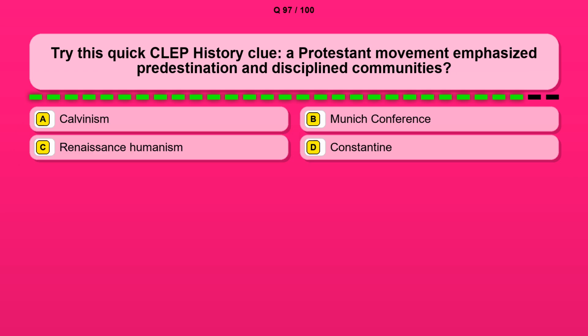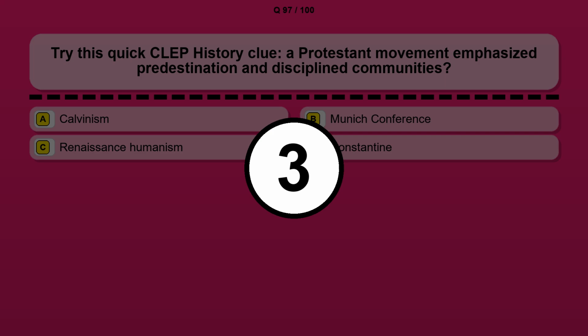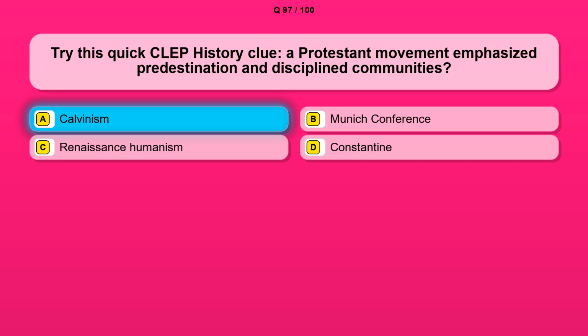Question 97. Try this quick CLEP history clue. A Protestant movement emphasized predestination and disciplined communities. Option A, Calvinism. Option B, Munich Conference. Option C, Renaissance humanism. Option D, Constantine. The correct answer is option A, Calvinism.